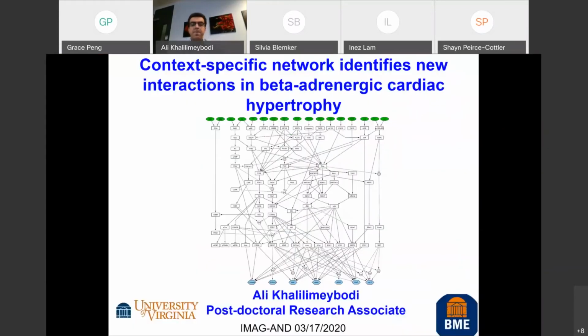Okay. Thank you for giving me this opportunity to present my research at the IMAG conference. Today, I want to talk about my research on developing context-specific network models for cardiac hypertrophy, and the result of this network, which can identify new interactions in each context. I focus on beta-adrenergic cardiac hypertrophy for my current research.